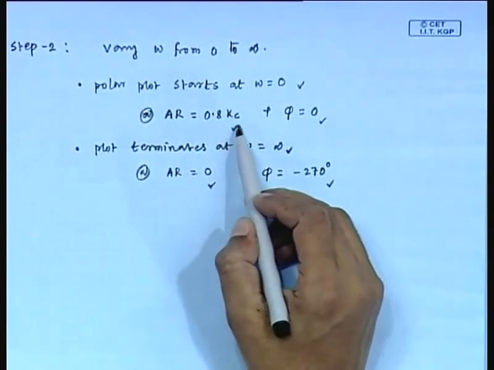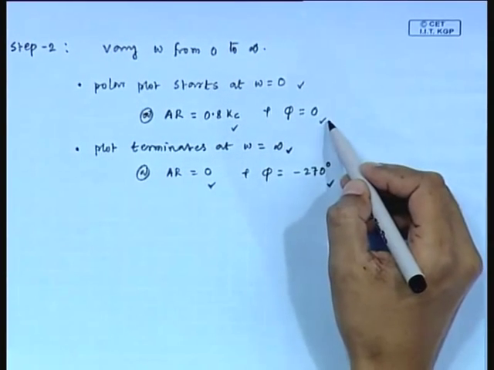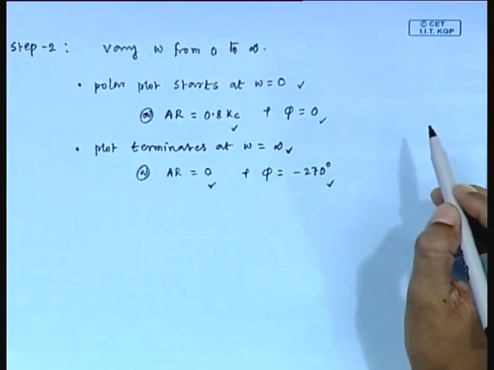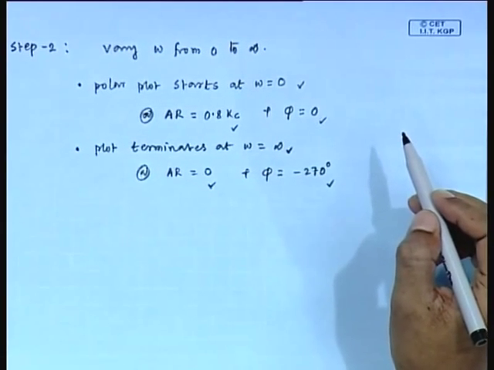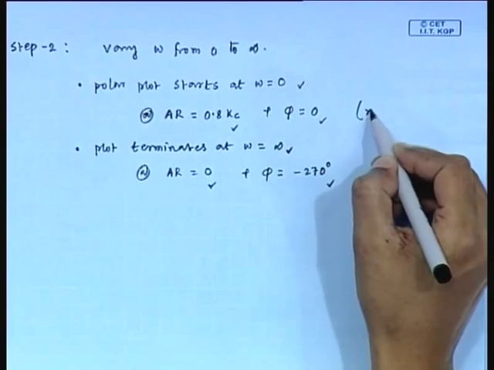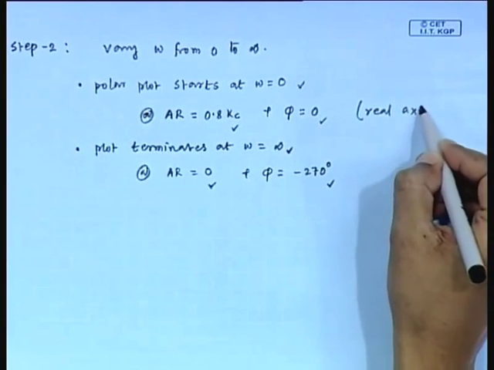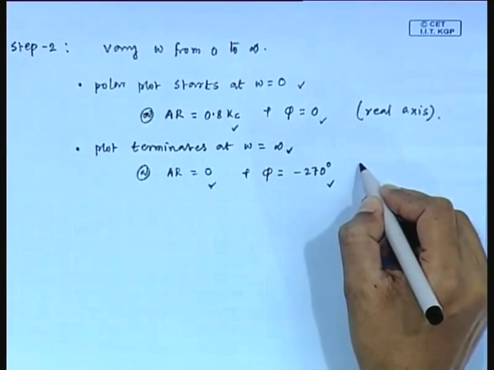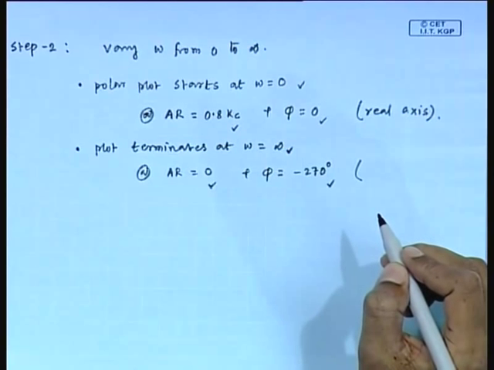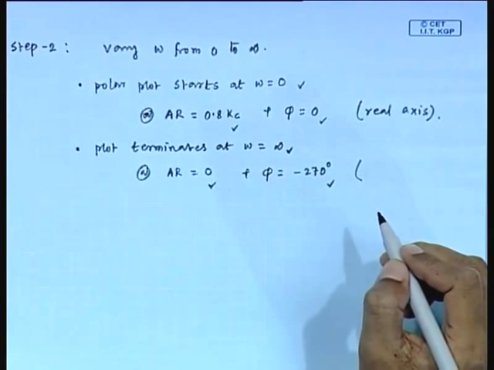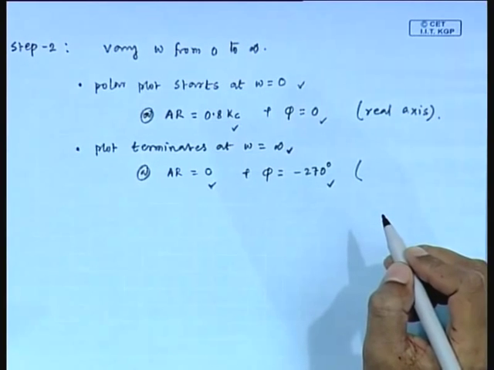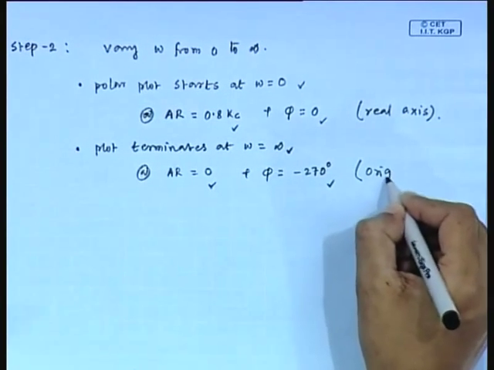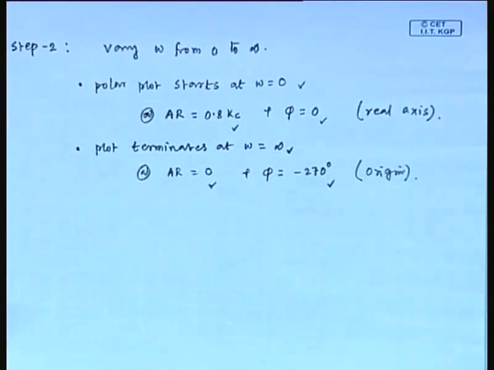So, when amplitude ratio is 0.8 Kc and phi is 0, the starting point will be on the real axis. You see phi is 0, so the starting point will be on the real axis. Similarly, when amplitude ratio is 0 and phi is minus 270, the end point will be at the origin. Agree?